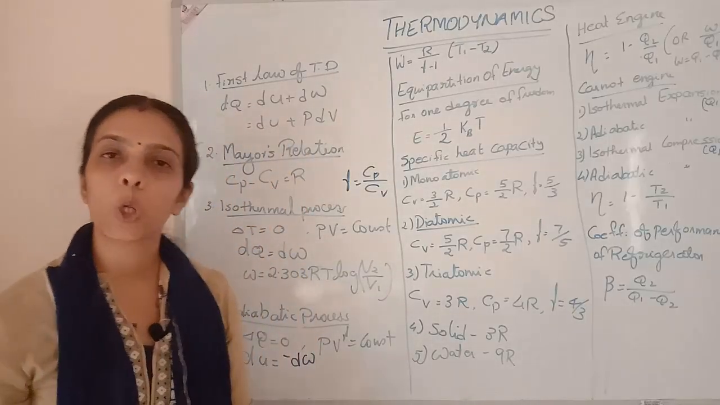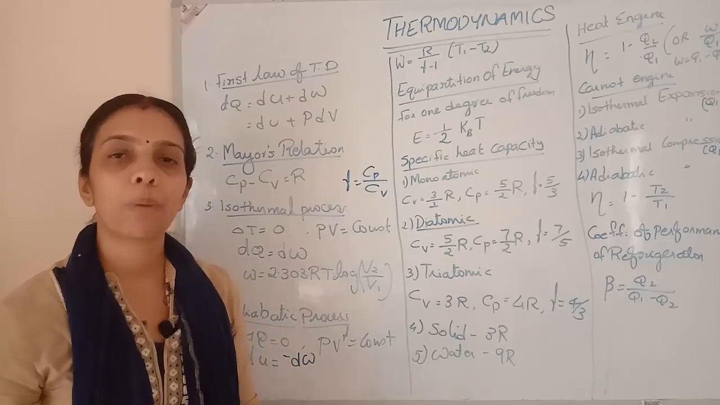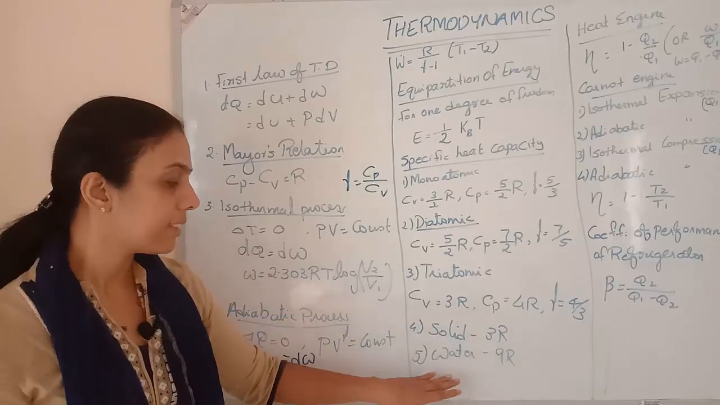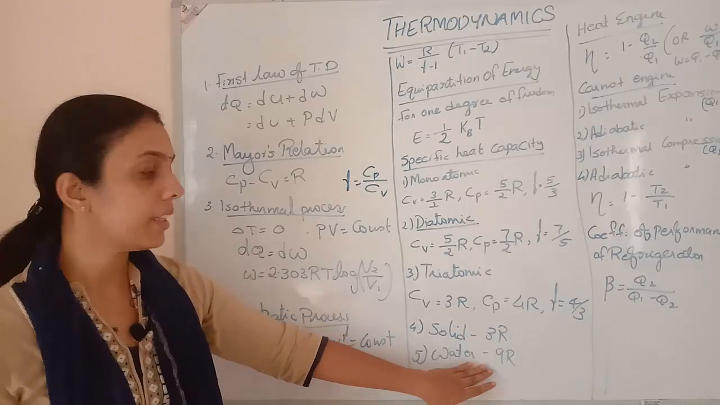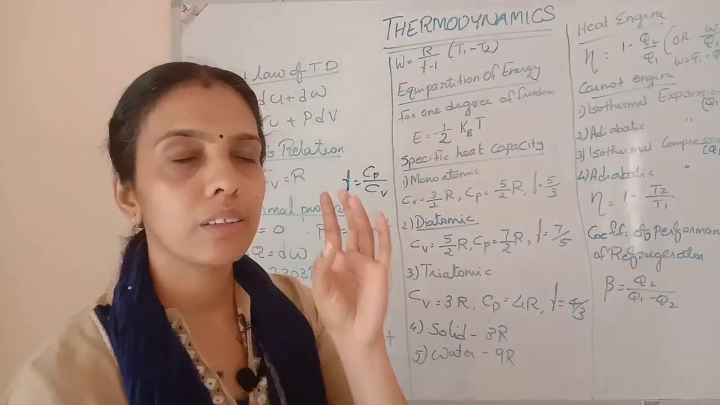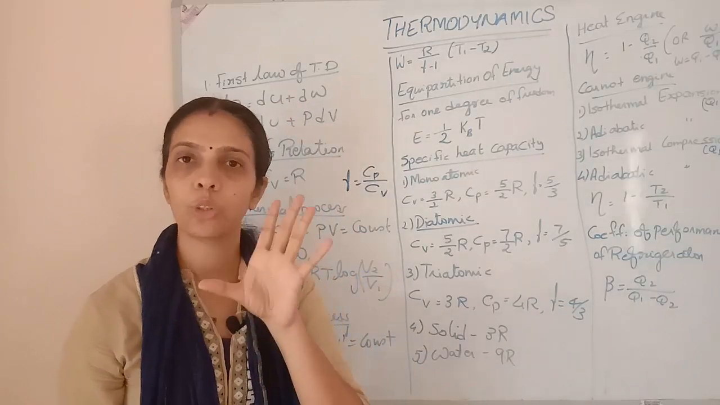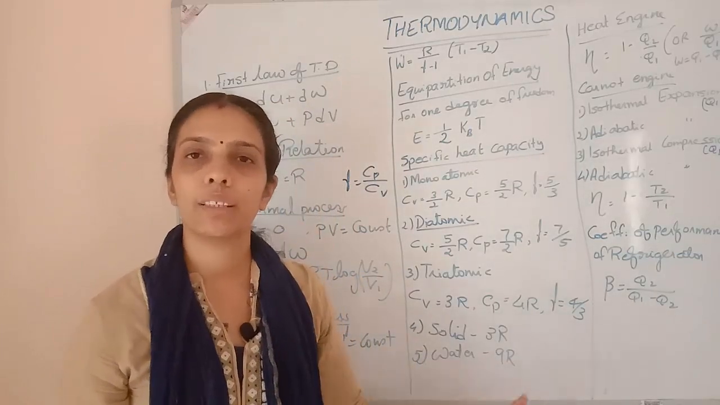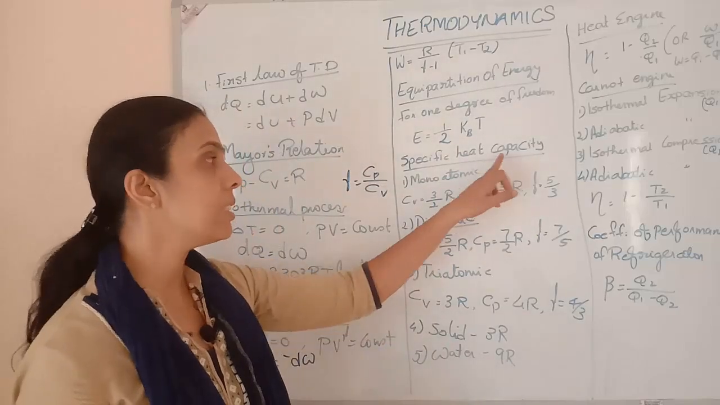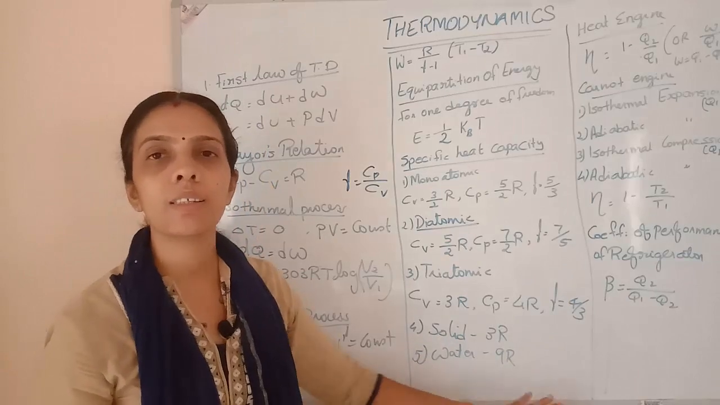Next, for a solid, what will be the specific heat capacity? Specific heat capacity will be equal to 3R. Next, for water it is 9R, because it has 3 atoms, isn't it? H2O, 2 hydrogen and 1 oxygen, so together it is 3. So we get 9R for specific heat capacity. Specific heat capacity of solid is 3R and water is 9R.